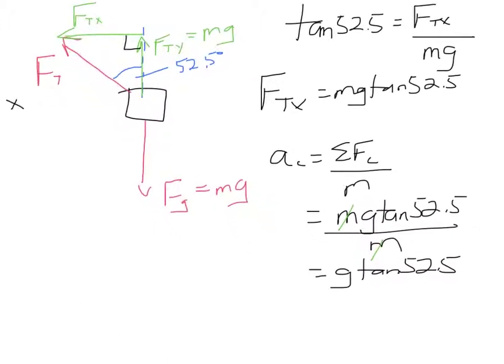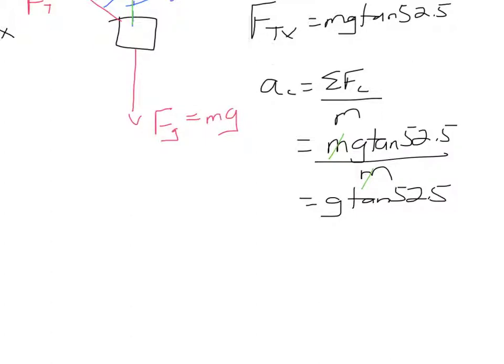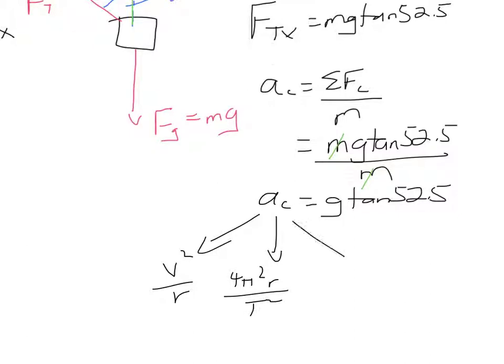The one thing you have to keep in mind, though, is that with this centripetal acceleration, you have to ask yourself, what are you going to make this equal to? Well, it could be equal to v squared over r. It could be equal to 4 pi squared r divided by period squared, or it could be equal to 4 pi squared r times frequency squared. Which one do you use?